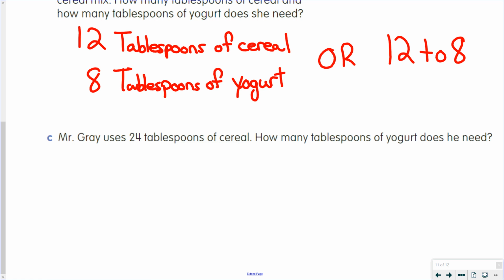Mr. Gray uses 24 tablespoons of cereal. How many tablespoons of yogurt does he need? Well, he would need 16 tablespoons. Okay, a couple ways. The original ratio was 3 to 2, so 3 times 8 is 24, so 2 times 8 is 16. Or if you look at our previous answer, there's 12 tablespoons of cereal. 12 times 2 is 24, so 8 times 2 would give you 16.